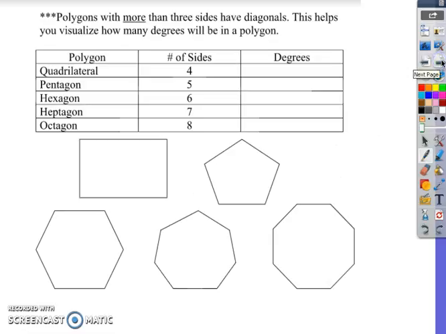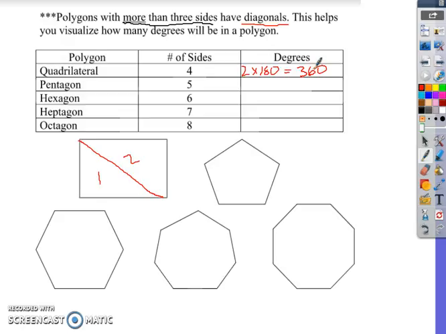The first thing that we want to do is realize that polygons that have more than three sides have what's called a diagonal. And this will help you to visualize how many degrees will be in a polygon. This first one right here, we have a quadrilateral. It's a rectangle, right? And if I draw one diagonal there, I have how many triangles? I have 2 triangles. And since each triangle has 180 degrees in it, 2 times 180 equals 360 degrees. So all quadrilaterals are going to have 360 degrees.